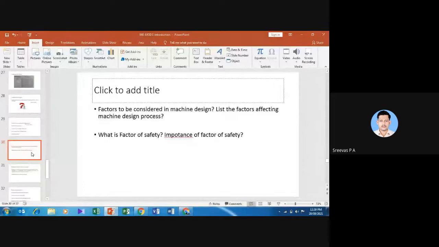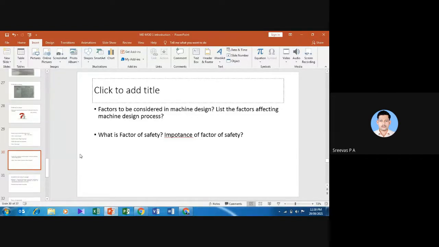Then factor of safety. What is factor of safety? Importance of factor of safety. That's also a previous question. This question is a previous question.